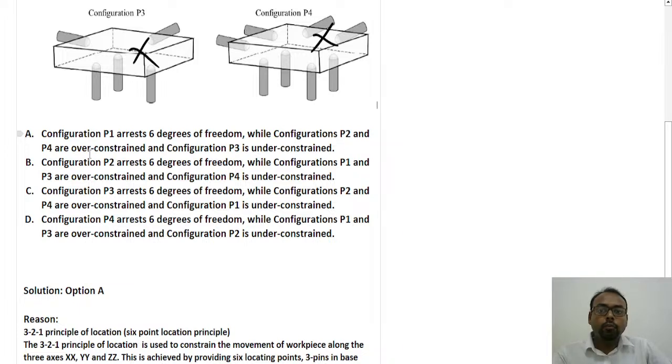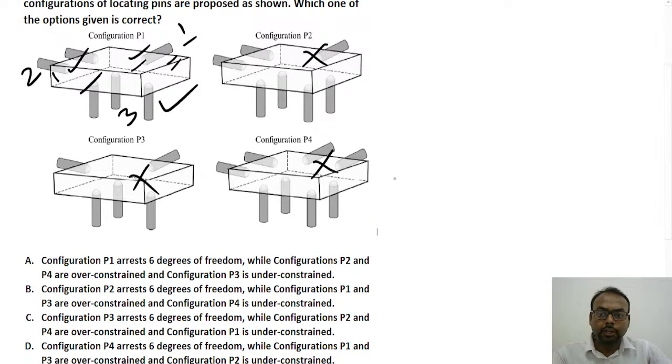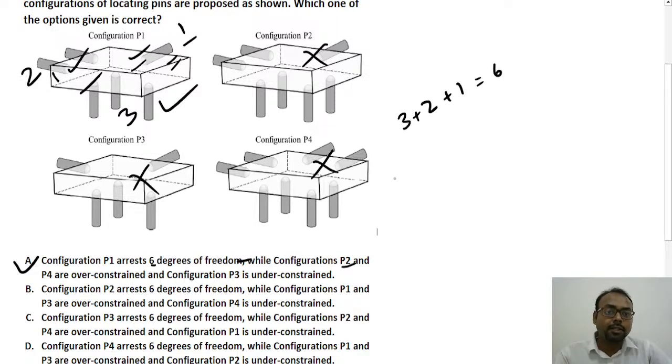while configuration P2 and P4 are over constraint and P3 is under constraint. So here you can see that that is why option A will become your right option, where the configuration P1 is arresting the 6 degrees of freedom, while P2 and P4 are over constraint. P4 and P2 are over constraint because you can see that the total 3 plus 2 plus 1 is 6. So here you see that 4 plus 2, 6, plus 1.